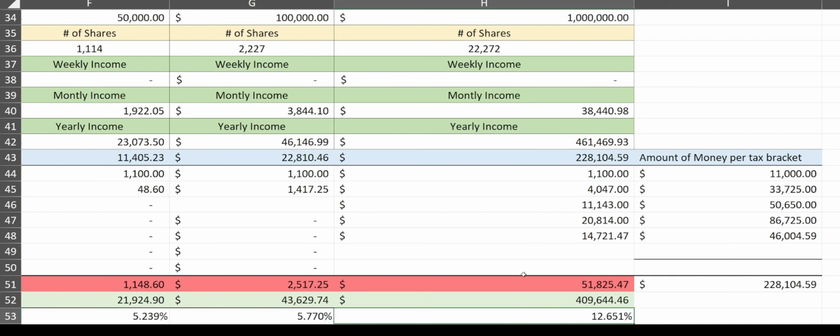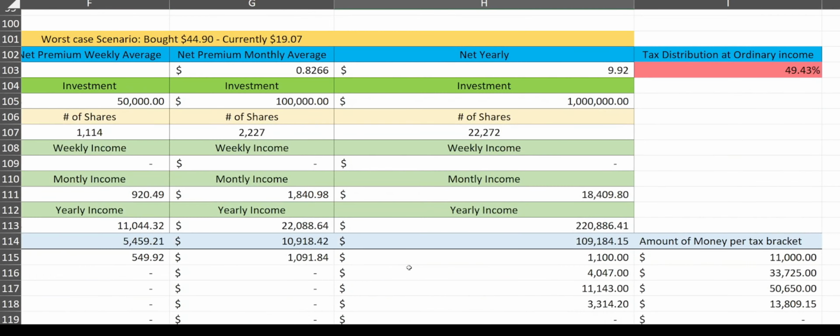All right, guys. So we talked about FOMO 1. FOMO 2 is going to look pretty similar. The numbers aren't too different. So let's look at the worst case scenario. You buy at the peak, that 52-week peak at $44.90, and then it's going to just shoot down to that $19.07 range. So let's scroll down there.